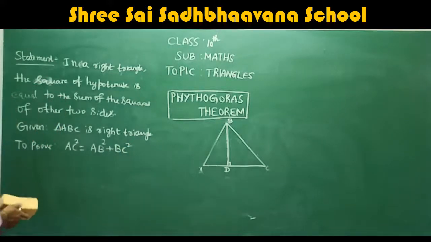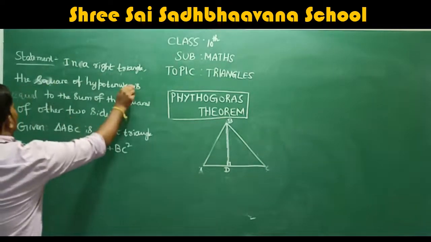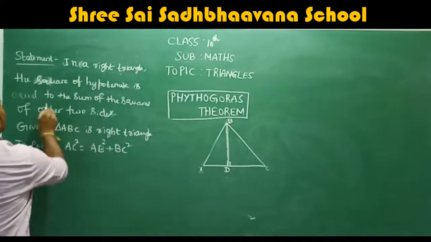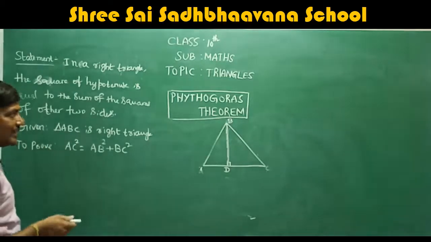So what exactly are we telling here? See the statement you observe: in a right triangle, the square of the hypotenuse is equal to the sum of the squares of the other two sides. So in the triangle ABC, they have clearly told that ABC is a right angle triangle.